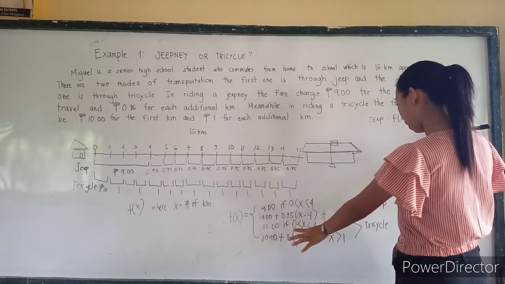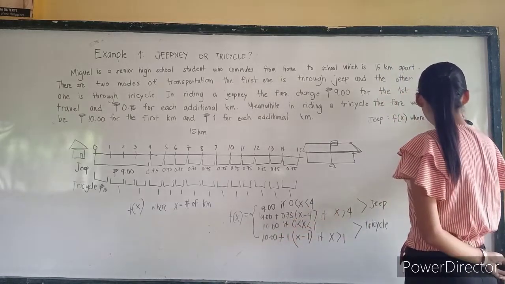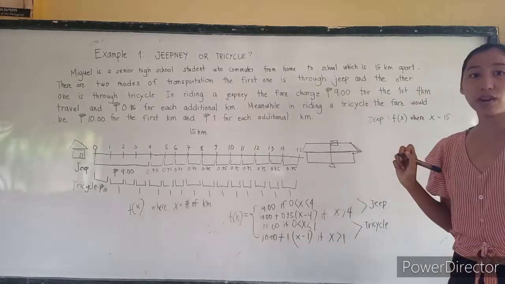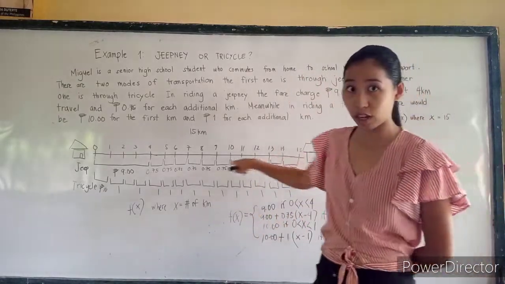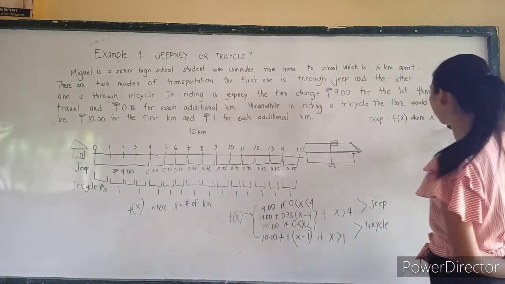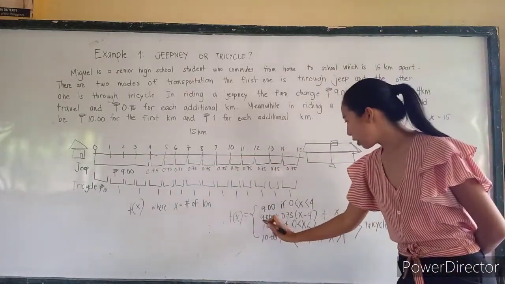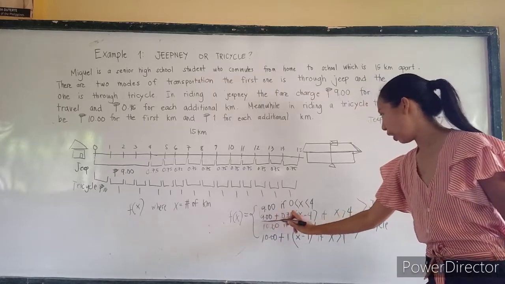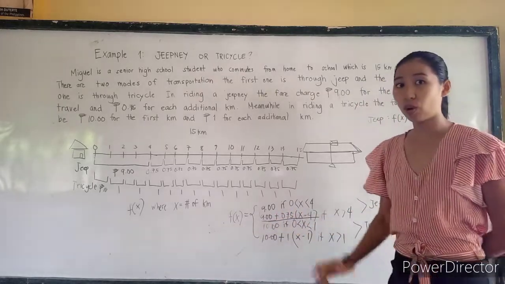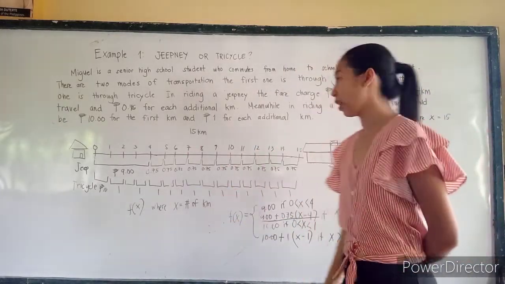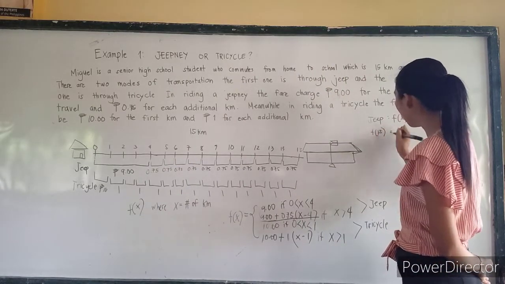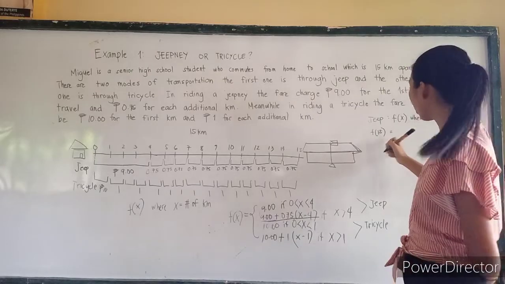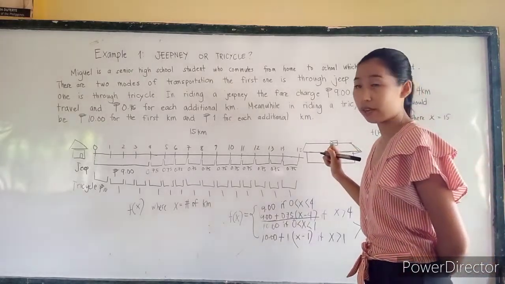Ano to? X is equal to 15. Kaya x equal to 15. X is equal to the number of kilometers man. So 15 kilometers pa niyang gi-travel. So x is equal to 15. Now let's use this function. Kani siya. No, para makita nato kung pila gyud ang iyang mabayad. So kung mag-jeep siya, it is f of 15. Remember, this is evaluating function. You're going to use the evaluating function.